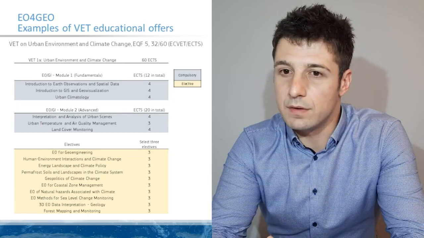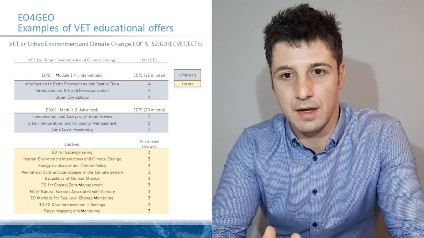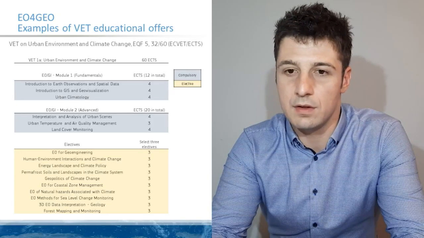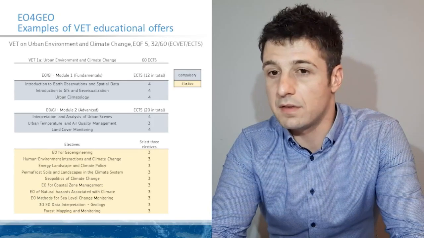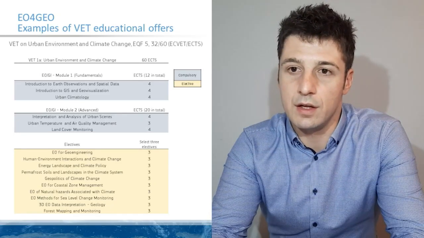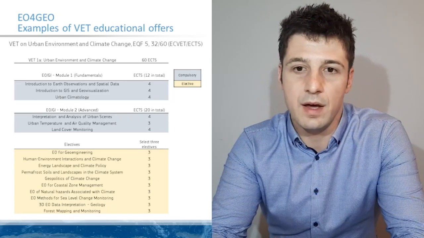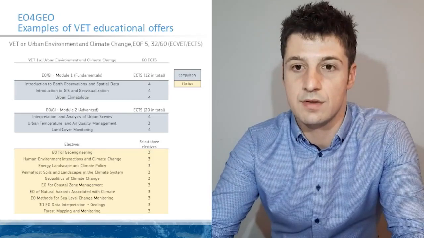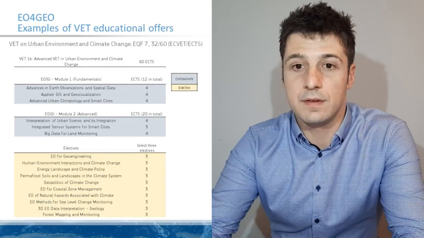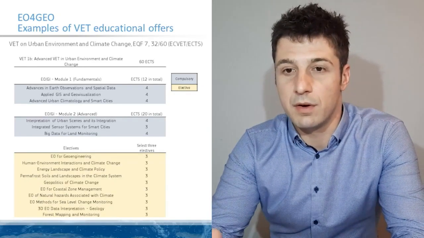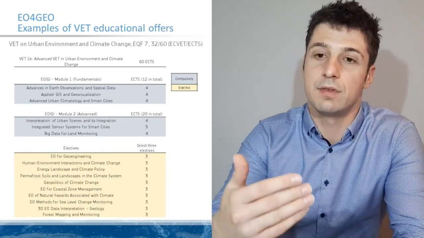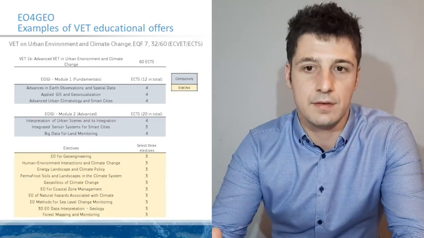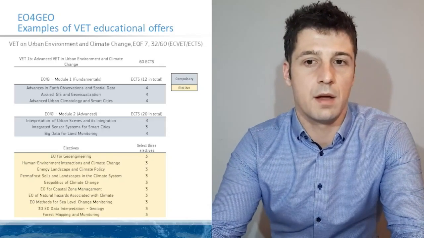We made 2 modules, one module which gives you fundamentals of the EOGI, and another one giving you advanced knowledge, and there are several electives. You can see that for the EQF 5 level, we have introduction to Earth observation and spatial data, introduction to GIS and geovisualization. Later on, when we take a look at the VET on urban environment and climate change, EQF level 7, we have advances in Earth observation and spatial data, applied GIS and geovisualization, advanced urban climatology and smart cities, and so on.